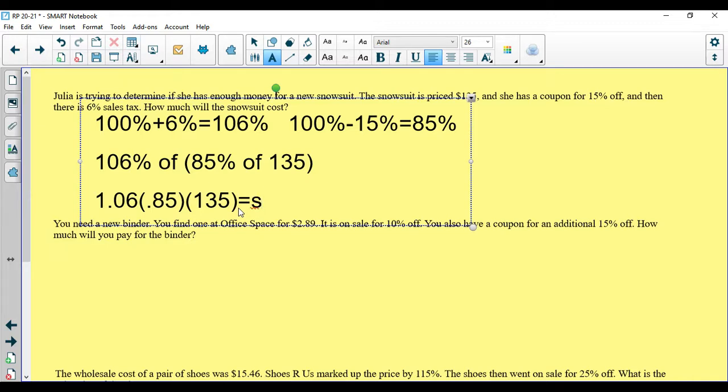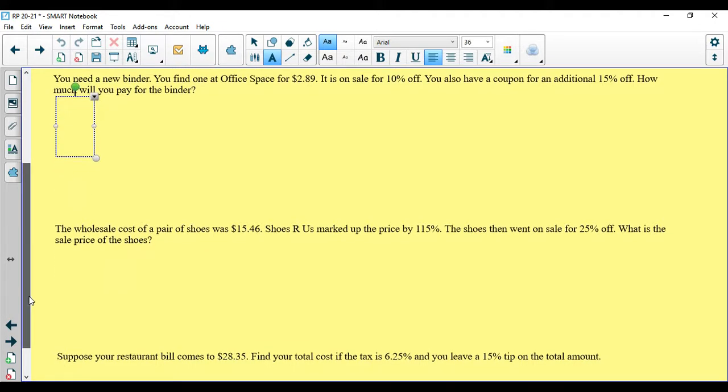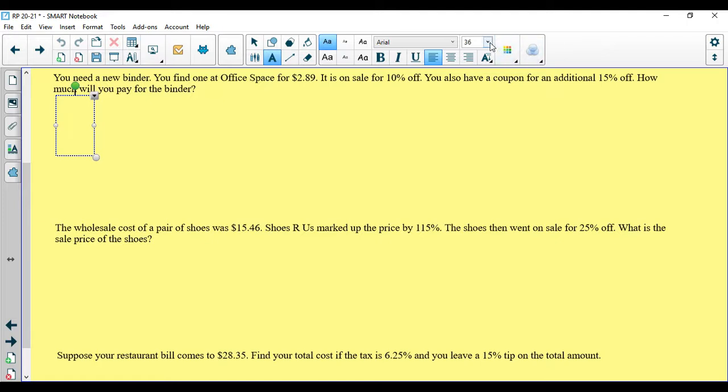I'll let you solve these on your own. I know that y'all are great at that part of it. I just want to practice setting these up today. Let's look at a few more examples. Example 2 says you need a new binder. You find one at Office Space for $2.89. It's on sale for 10% off. You also have a coupon for an additional 15% off. How much will you pay for the binder?